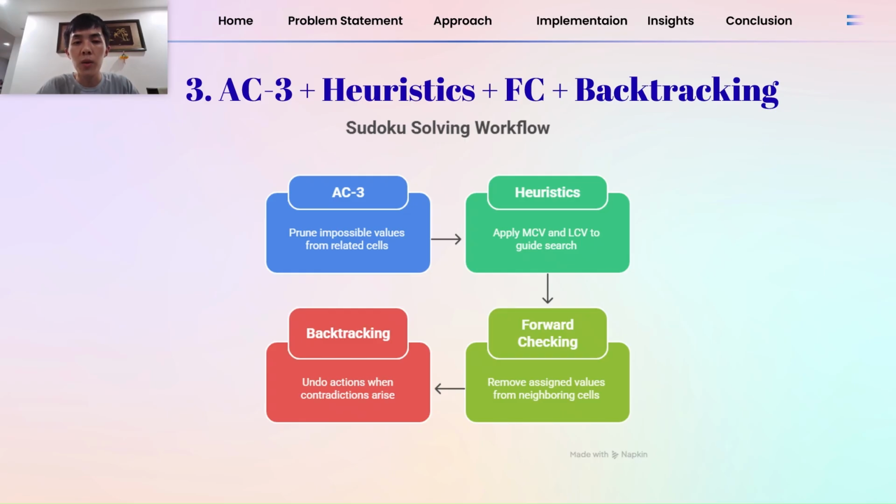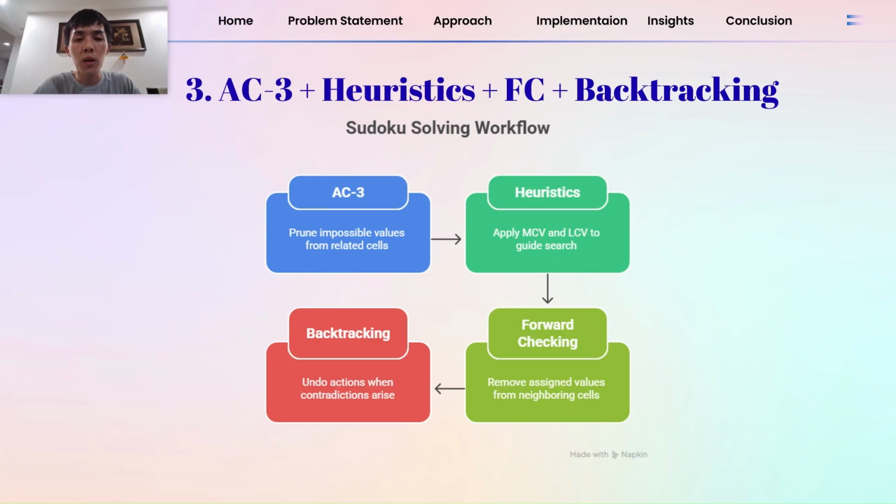selects the cell with the fewest possible values to minimize the branching, while the least constraining value heuristic picks the value that causes the least restriction on the neighboring cells. Each time a value is assigned, forward checking removes it from related cell domains to prevent conflicts. If a contradiction occurs, backtracking undoes the previous assignment and tries an alternative value.